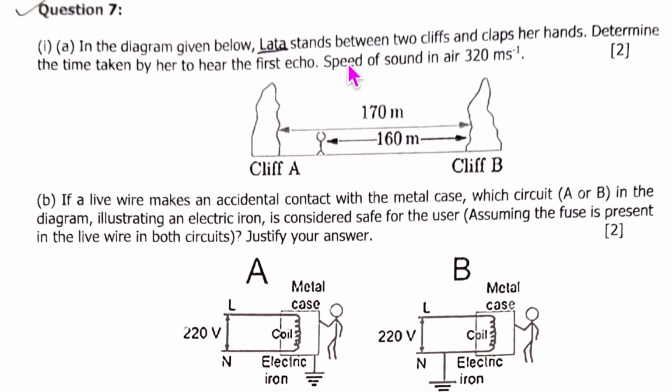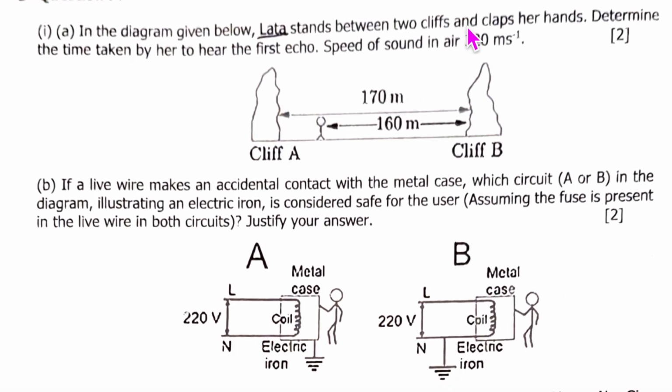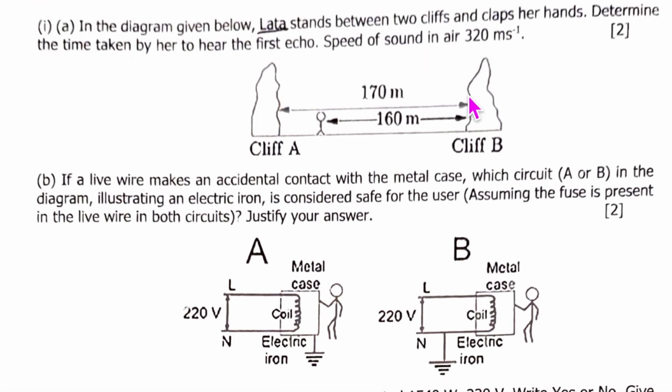Now I think this one: Lata stands between two cliffs, claps her hand, determine the time taken for the first echo. This is doable. This is 160 meters, so this will be 10 meters. Only thing is, determine the time taken by her to hear her first echo. The first echo will be from here, correct? Yes. And not because of this.